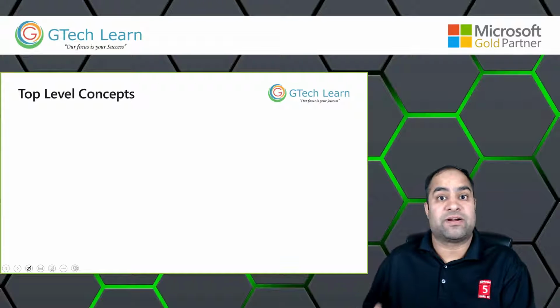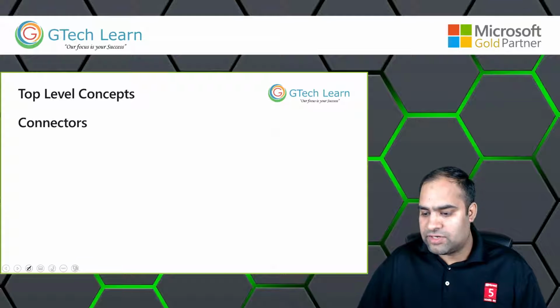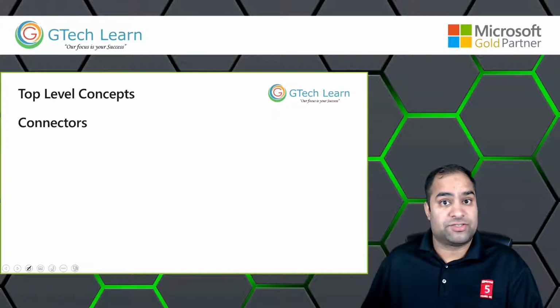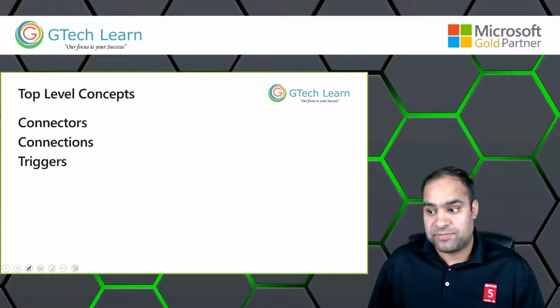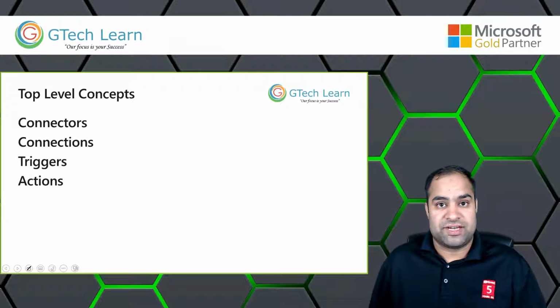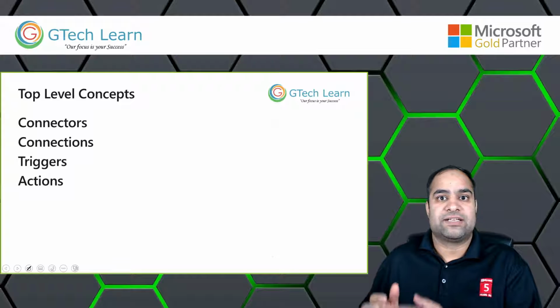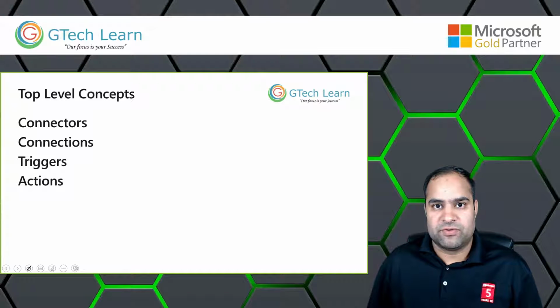Having said that, let's quickly talk about some of the top level concepts one by one. I've got the connectors, which we will discuss in detail in this session. I've got the connections related to Azure Logic Apps. I've got the triggers associated with that. I've also got the actions associated with Microsoft Logic Apps connectors. So these four are a top 10,000 feet level overview of the majority of the areas we would be working around when we talk about Microsoft Azure Logic Apps. So let's talk about them one by one.